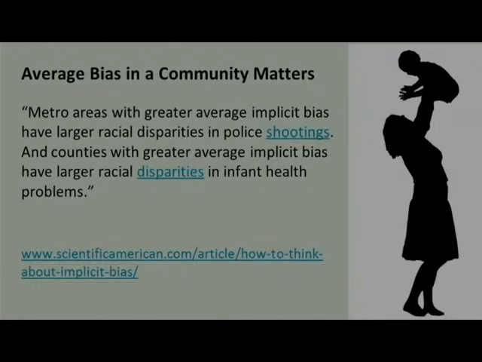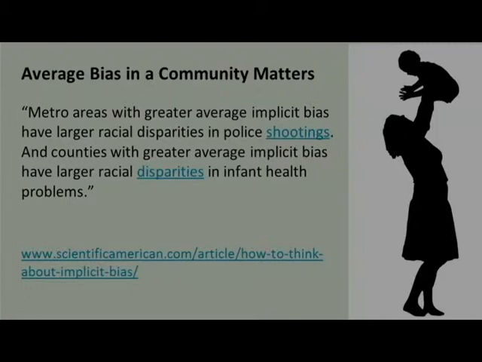It's also true that, remember how I said it's not so much about individuals being biased and therefore they're going to go out into the world and behave in a discriminatory fashion? I mean, they might, but they also might not. What matters is the aggregate data. And so one thing they've discovered is that metro areas that have greater average implicit bias also have larger racial disparities when it comes to really important things like police shootings and also infant health. So overall, in a society where there's increased implicit bias, you do start to see the effects of it in the community.